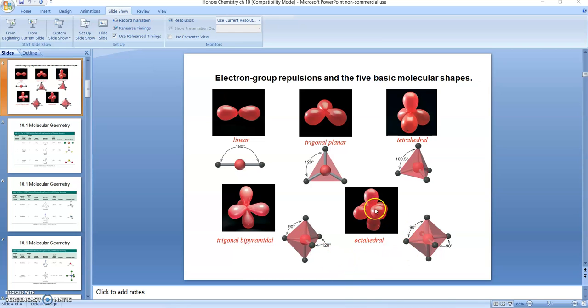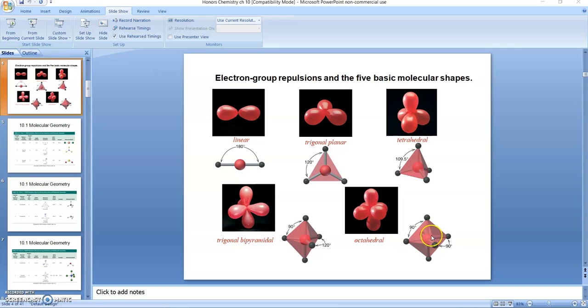Now, the last one, octahedral, if you have 6 pairs of electrons. In that case, again, it's called an octahedral shape, and it is symmetric. I guess you could think of it as a square bipyramid, but it's completely equilateral. Bond angles inside the square are 90 degrees. Bond angles above and below the square are 90 degrees.